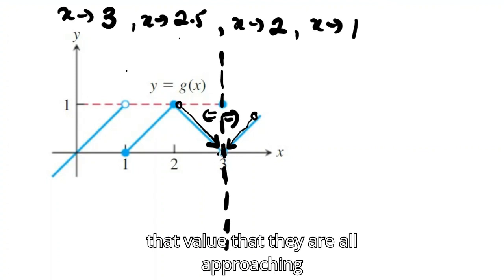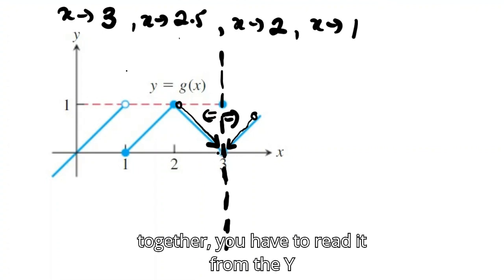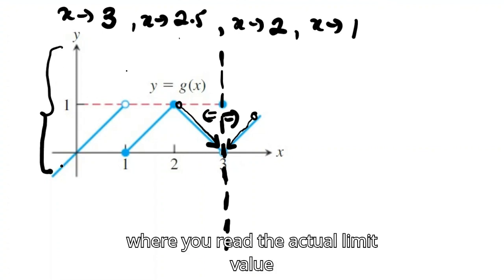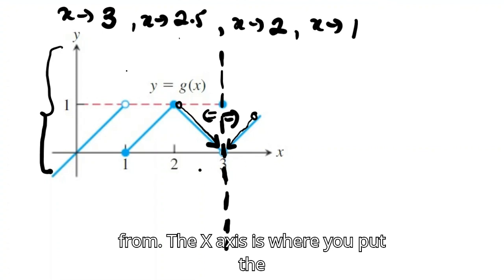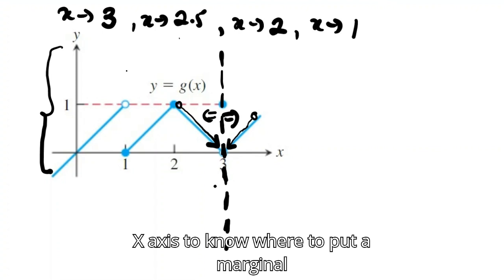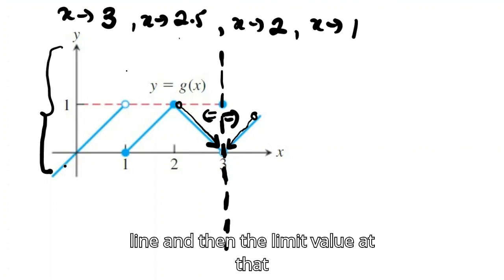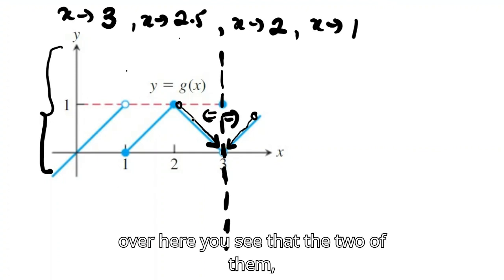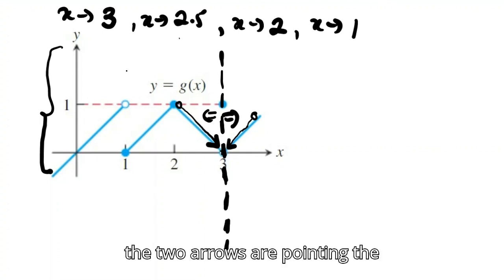So that value that they are all approaching together, you have to read it from the y-axis. So the y-axis is where you read the actual limit value from. The x-axis is where you put your imaginary line. Use the x-axis to know where to put your imaginary line, and then the limit value at that point will be read from the y-axis. So over here, you see that the two arrows are pointing to the intersection here.